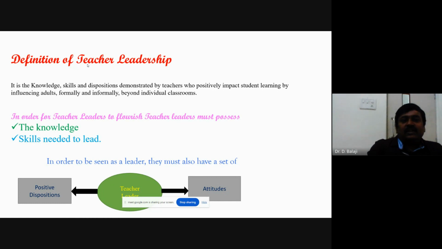In order for teacher leaders to flourish, they must possess the knowledge and skills needed to lead. The knowledge, not the data, not the information. The processed, analyzed information should be in the mind of a teacher especially, and he should apply this knowledge on students for the betterment of their lives. And similarly, the skills, what are the skills? In the next slides, we are going to discuss what they should be.